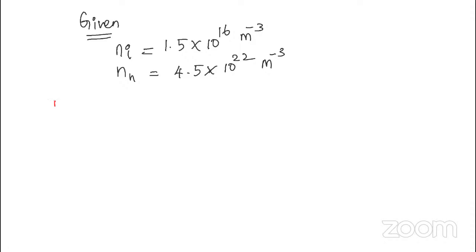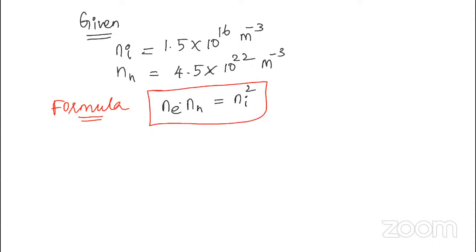So for solving this problem, we are using the formula, that is Ne into NH is equal to Ni square. In the formula we saw in our last class, we have to find out the value for Ne. So let us now rearrange the formula. Here we need this value alone, so we keep it on the left side: Ne is equal to Ni square divided by NH.